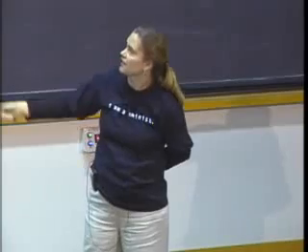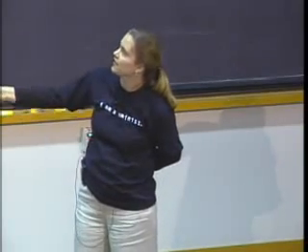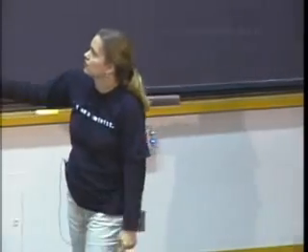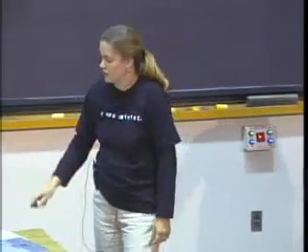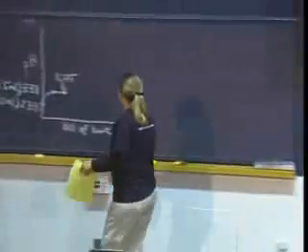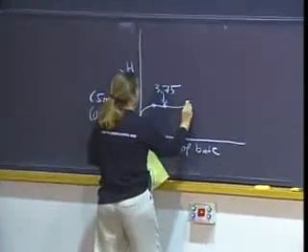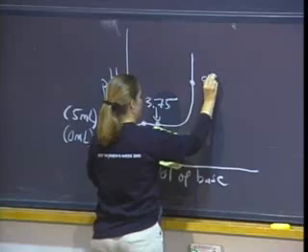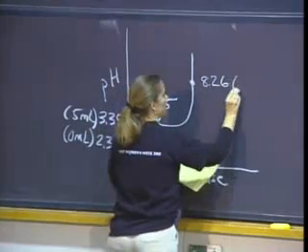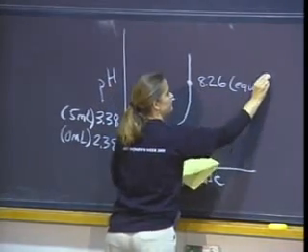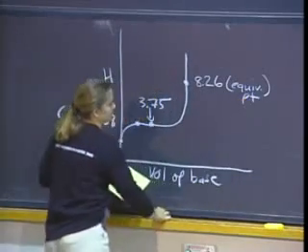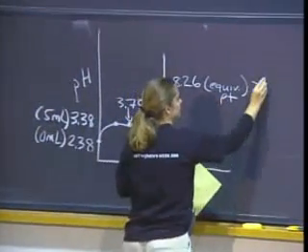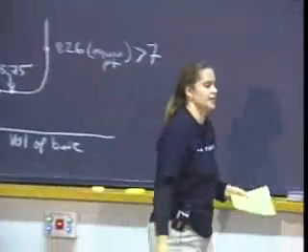Then we can calculate a pOH, and from that we can calculate the pH. So it'll be 14 minus this, and the pH is 8.226. And that's greater than 7, so that makes sense. So we can draw that up here. So we have 8.26 at the equivalence point. And that is greater than 7, which is what we expect. It should be basic.